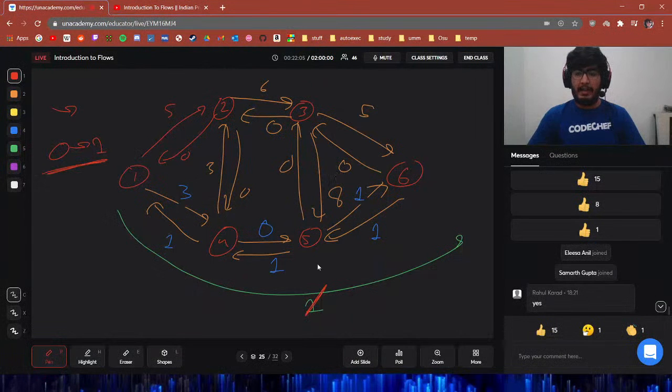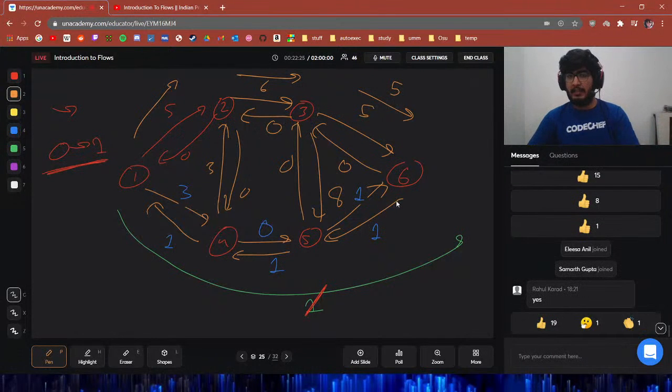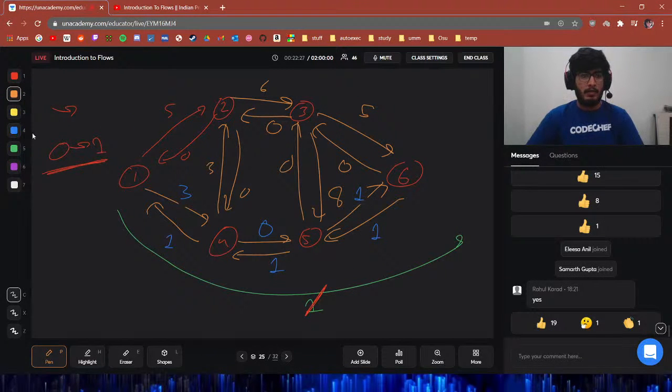Yep. So it is clear. Let me give another example. Let's say I add one flow from this to this to this. What is the minimum weight edge in this path? It's 5, right? So I'm taking a flow of 5 from 1 to 2, then 2 to 3, then 3 to 6. So I'm going to be subtracting 5 from here, from here, from here. I'm going to be adding 5 in the reverse edge, in the reverse edge, in the reverse edge.